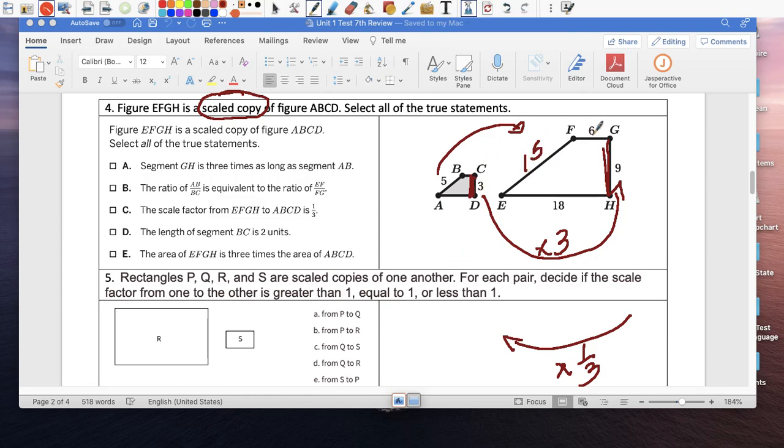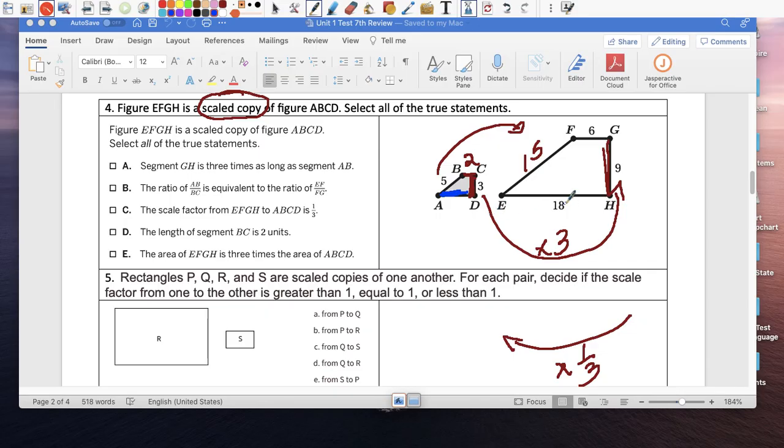This 6, I have the length on top, but I don't have the corresponding length on the small one. But going this way, what's 6 times 1/3? It would be 2. So let's fill in all the numbers that we don't know. And we also don't know this guy, the bottom base here.